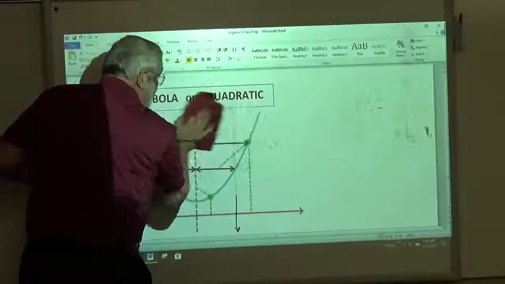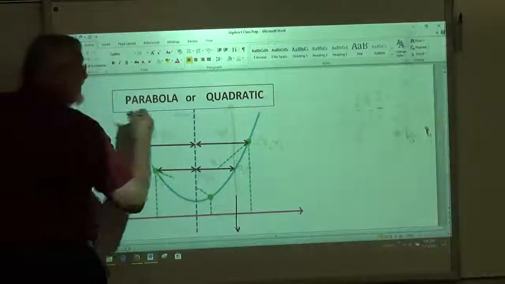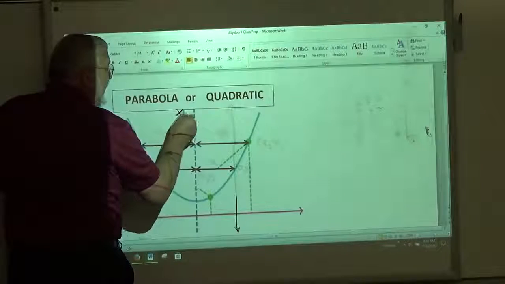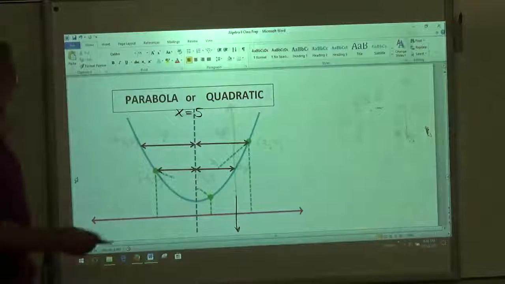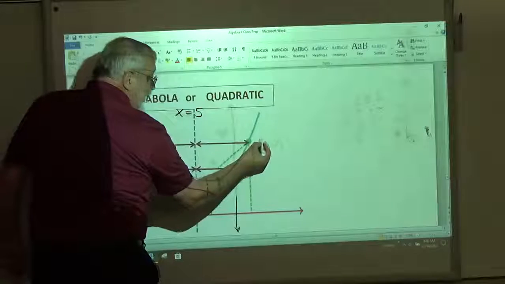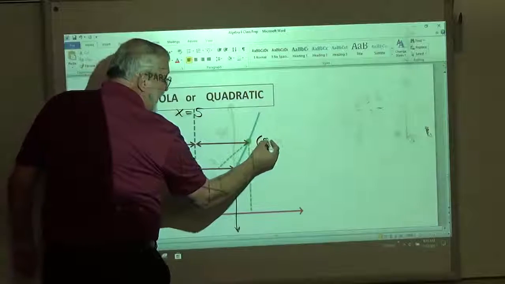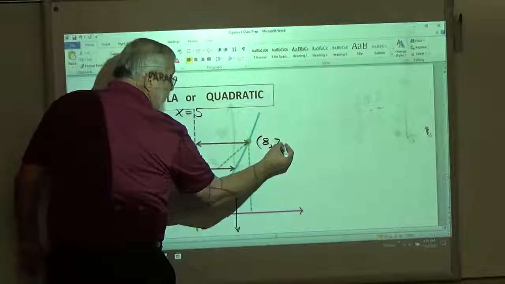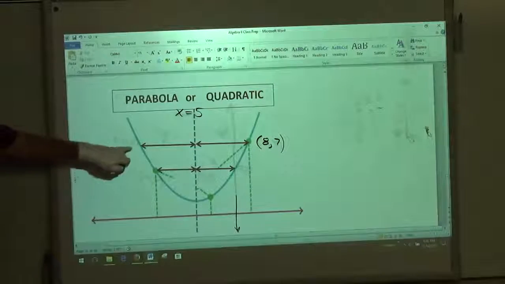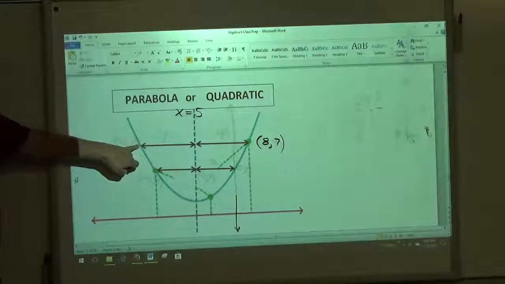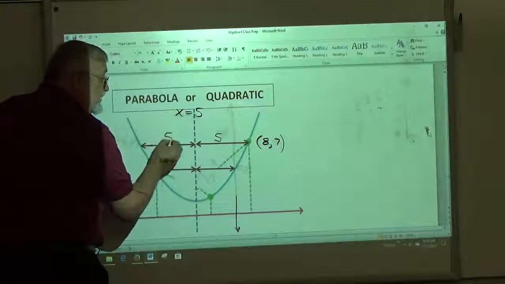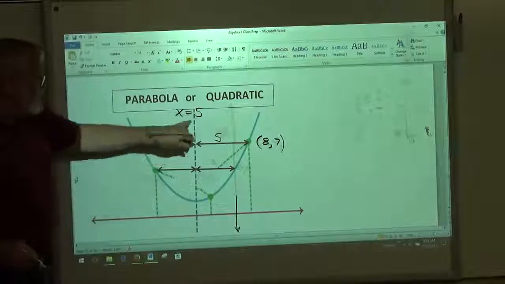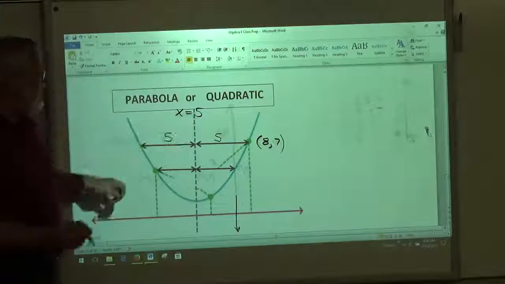Okay, so let's try a different one here. Let's say that my axis of symmetry is x equals 5. All right, and let's say that this point right here is 8, 7. What's this point? Okay, now let's start. What's the first thing that you do know? That this distance is 5, and therefore this distance has to be 5. Okay, so subtract. No, I'm sorry, it's not 5, it's 3.